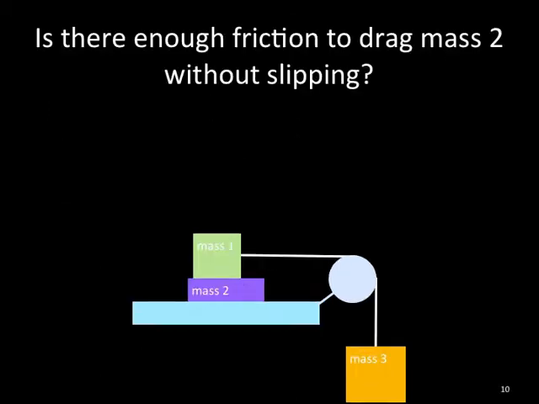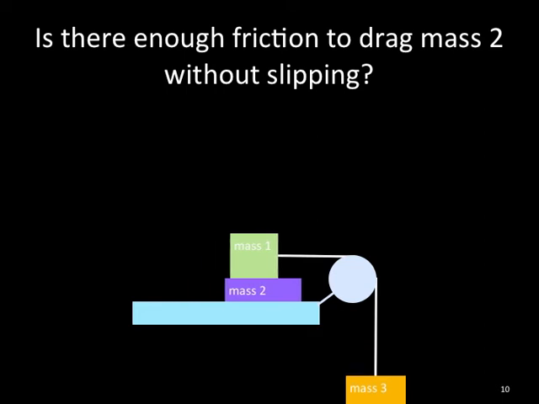And I want to think about what would happen if it were static friction. Well, if it were static friction, we'd have the situation where it moves like this. M2 moves right along with M1.